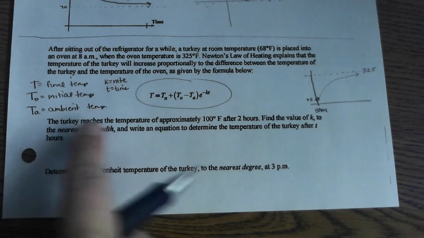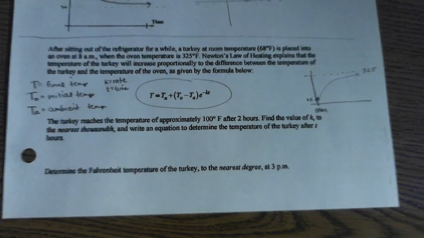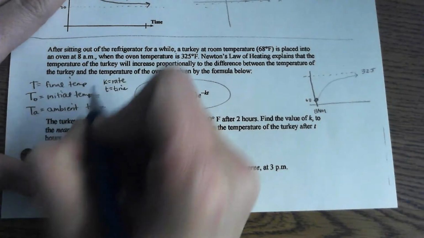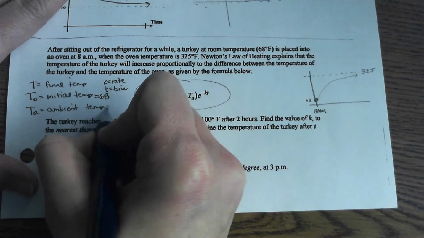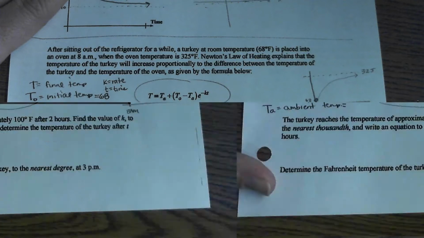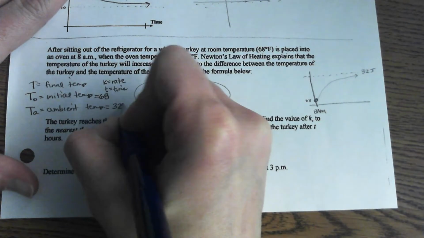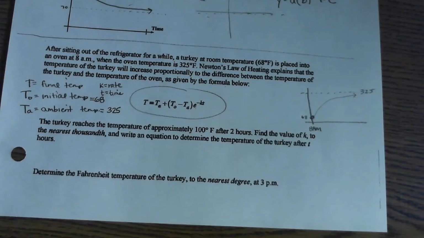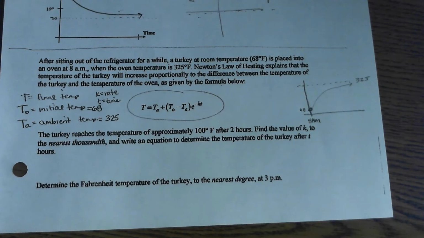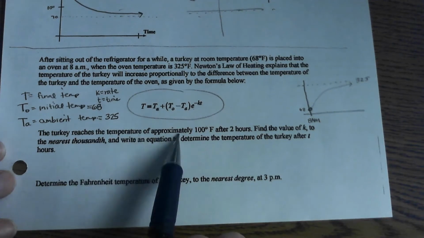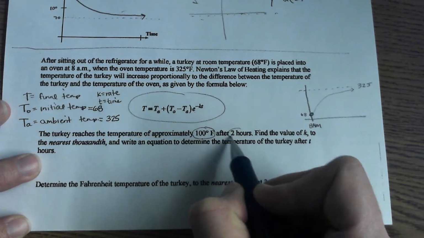So, what do we already know before we read the next paragraph? We know the initial temperature. What's that? 68. We know the ambient temperature. What's that? 325. That's the temperature of the air surrounding the turkey while it's in the oven, 325. So this next section is going to give us more information, because right now we only have 2 of the 5 variables.